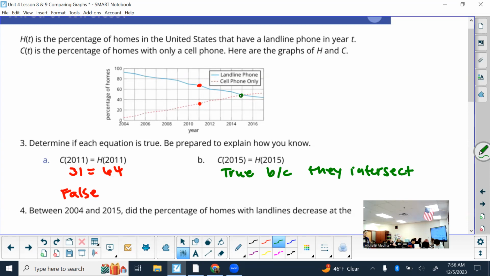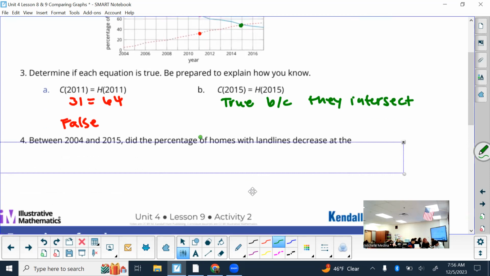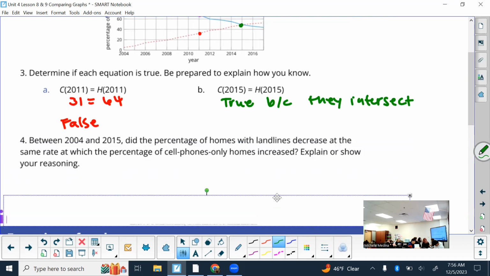Now, questions on that, by the way? Now for number 4, between 2004 and 2015, did the percentage of homes with landlines decrease at the same rate at which the percentage of cell phone only homes increased? Sorry, reread that yourself. I kind of messed it up. Explain or show your reasoning.